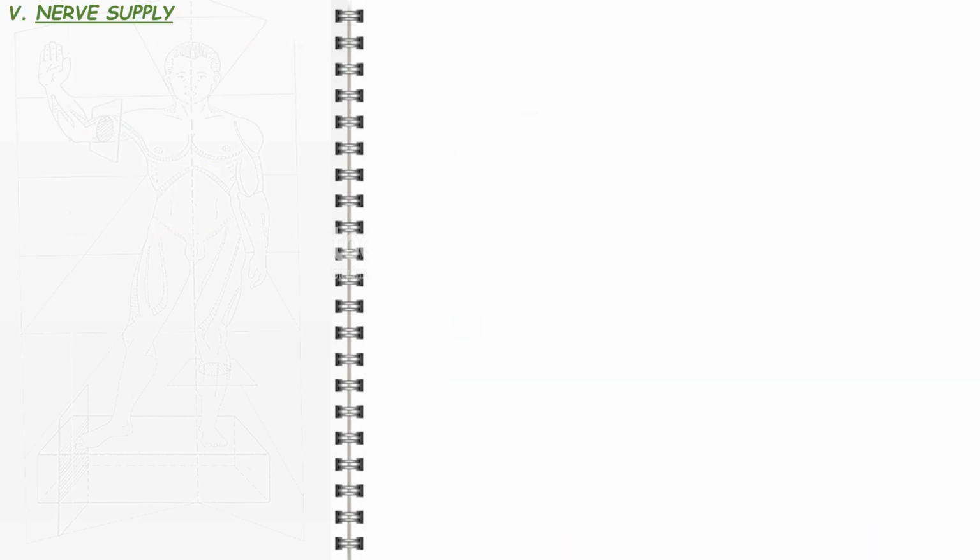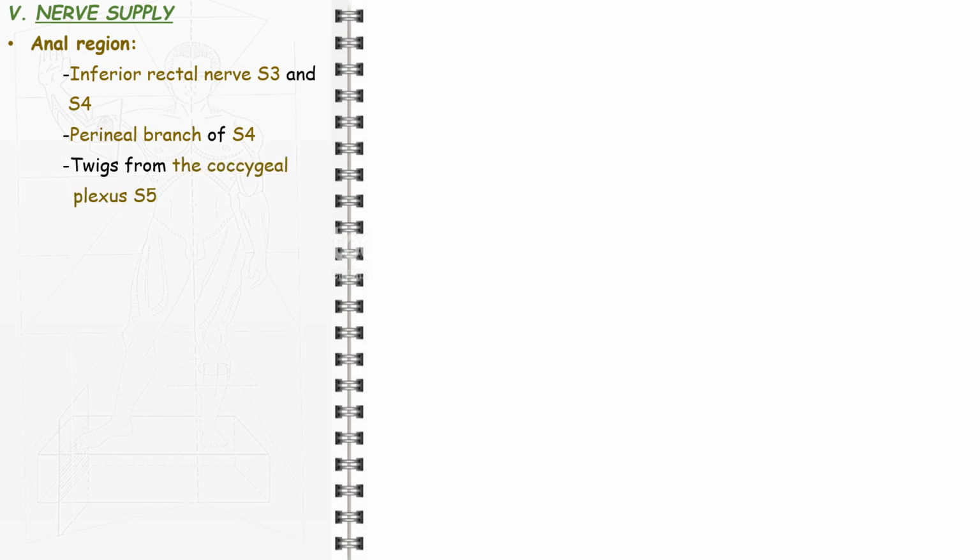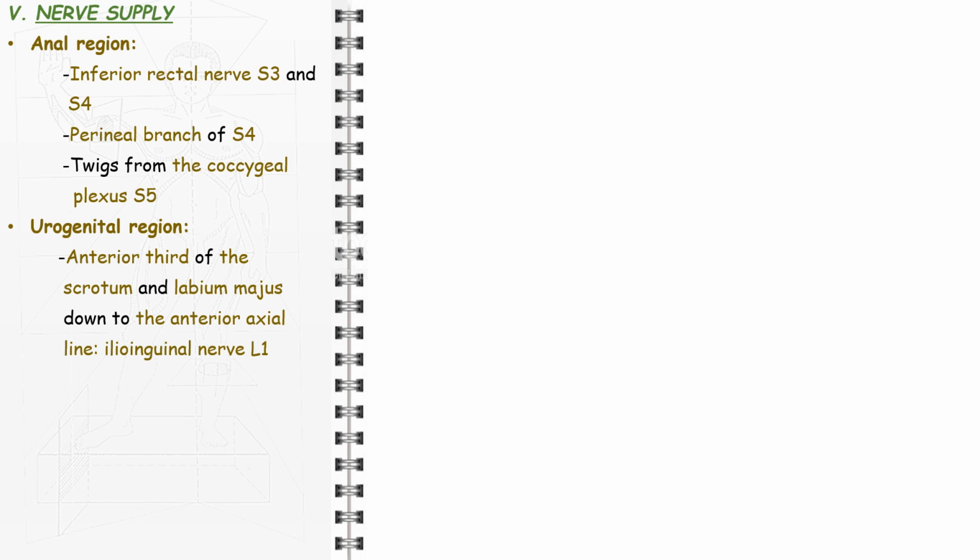The skin of each side of the anal region is supplied by the inferior rectal nerve S3, S4, the perineal branch of S4 and some twigs from the coccygeal plexus S5. In the urogenital region, the ilioinguinal nerve L1 supplies the anterior third of the scrotum and labium majus down to the anterior axillary line. The skin of the penis and clitoris is supplied by the dorsal nerve S2.